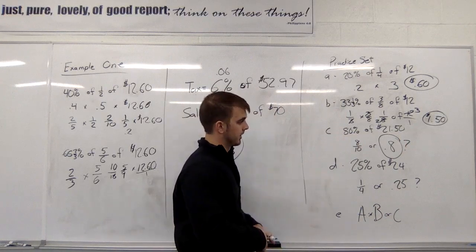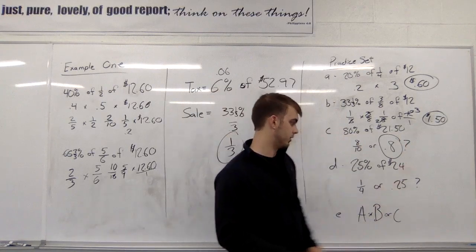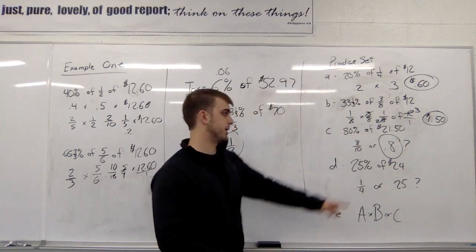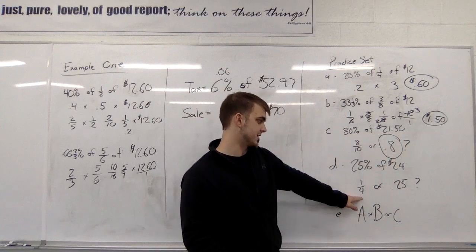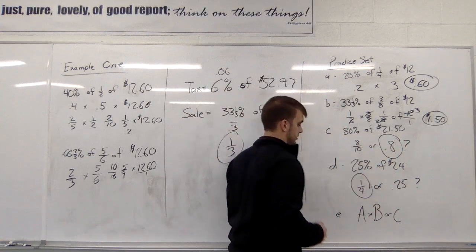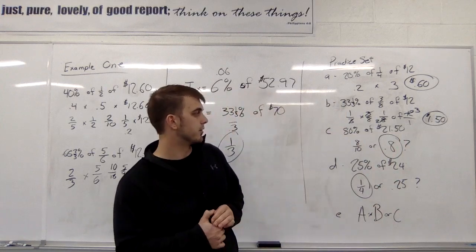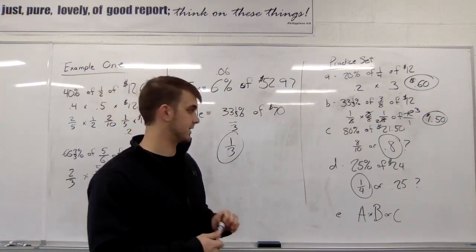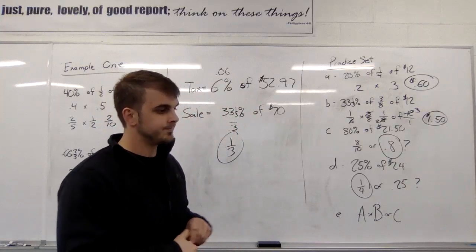For D here, 25% of 24, would you use the fraction or the decimal? We picked the decimal up here, but here it's actually easier on paper to use 1/4. So you would pick 1/4 there. 1/4 of 24 is a lot easier to figure out, faster to figure out, than 0.25 times 24.